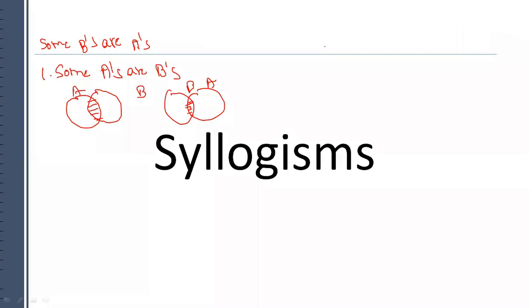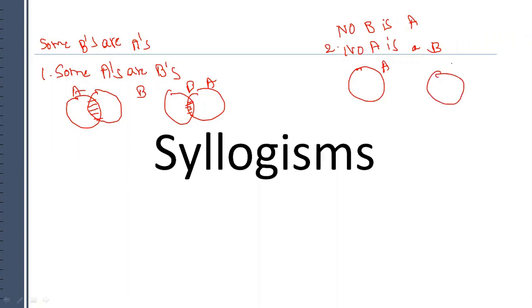Some A's are B's. Next, the second one: No A is a B, or no B is an A. Both are the same, guys. What is the meaning of this? No A is a B means there is no relation between A and B. No B is an A means there is no relation between A and B. That means the A circle you need to draw here and the B circle you need to draw here. Actually, when there is no relation, you can represent it simply like this and say that they are not related, guys.